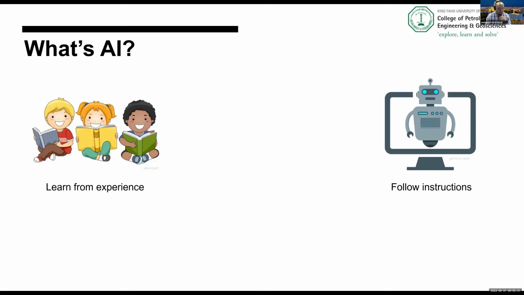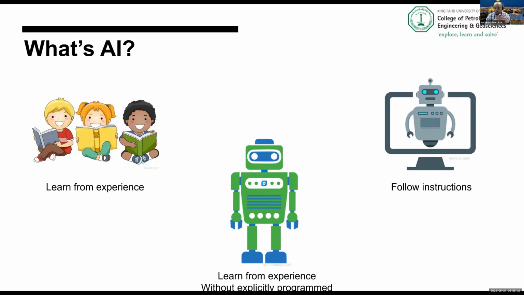So AI tries to combine these two worlds, right? We want to have a system that can learn from experience, but at the same time without being explicitly programmed. So this is where you start introducing intelligence into your system. It means your system will be able to make its own decisions by learning from experience, or in more layman's terms, by looking at different data sets.